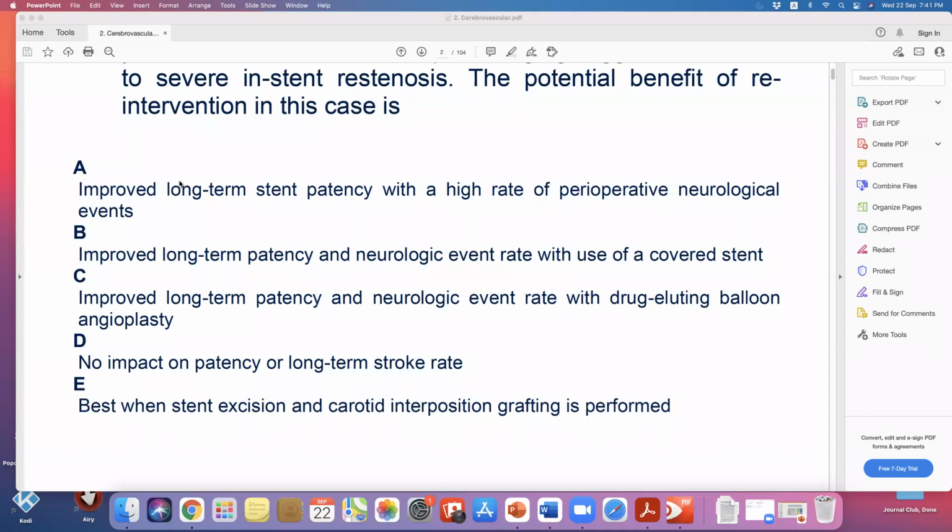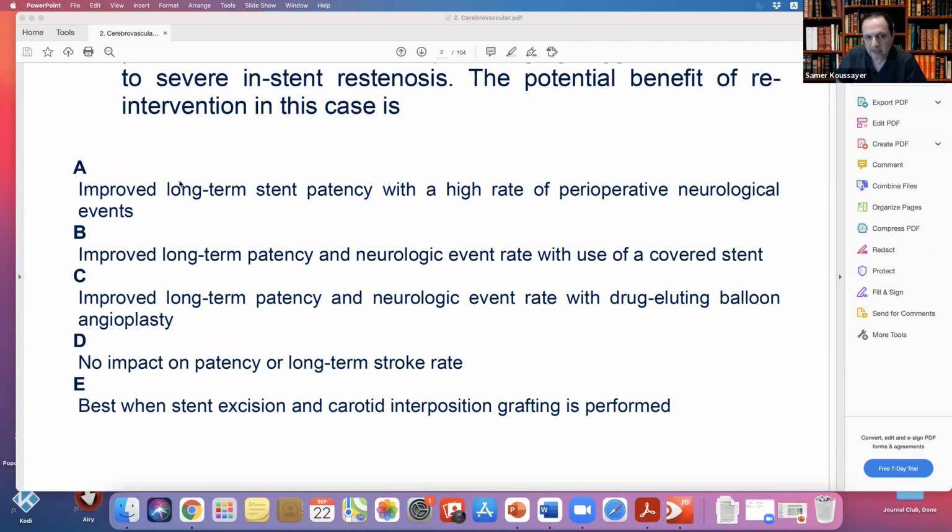No impact. Maybe there are not enough studies to decide about patency or long-term stroke rate. No, this is most suitable. This is correct. But this is the reason why the recommendation came, because they have a study, and they found no impact on patency or long-term stroke.